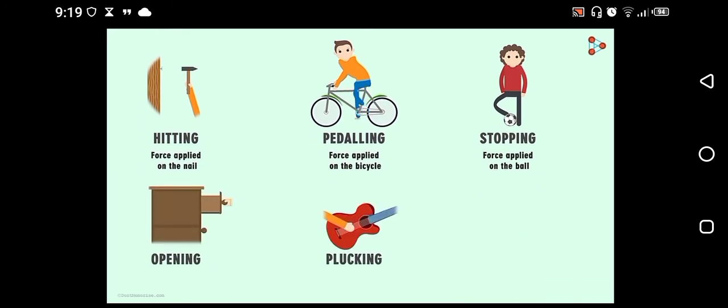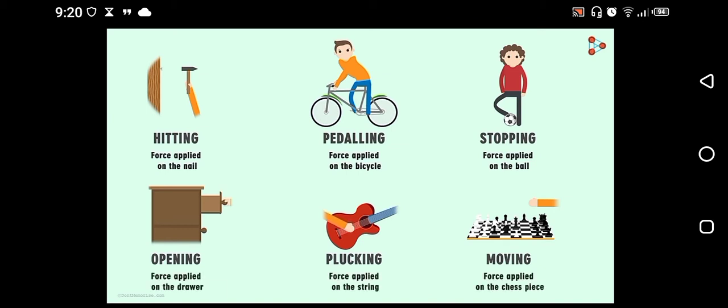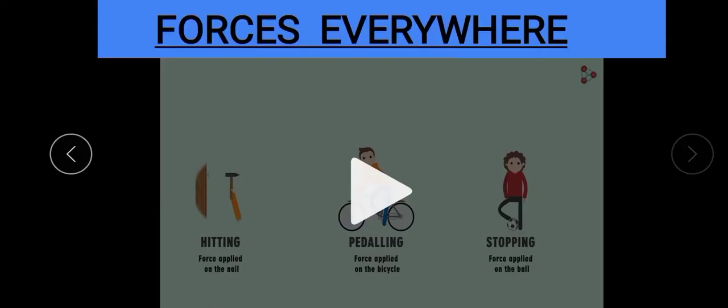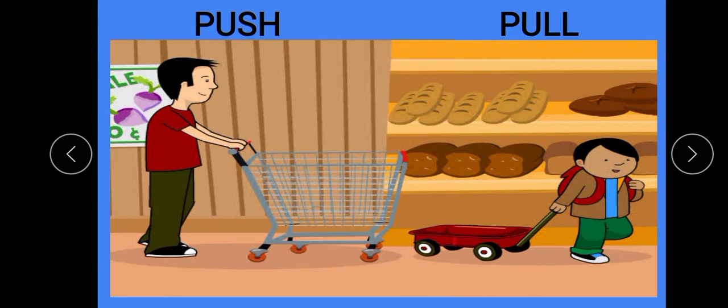Students, opening a drawer, plucking the strings with a finger on the guitar, moving a piece on a chessboard. So, performing these actions on an object is called force. Now students, push. Dear students, what do you mean by push? Yes, good. To move things away from you is called push.